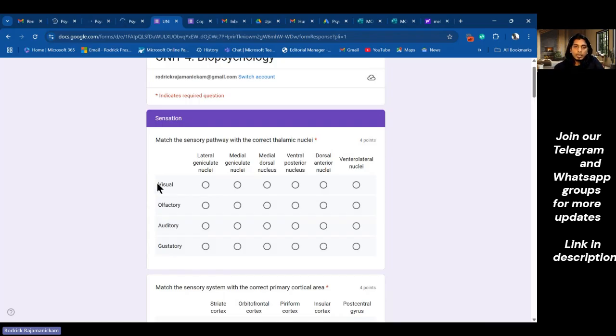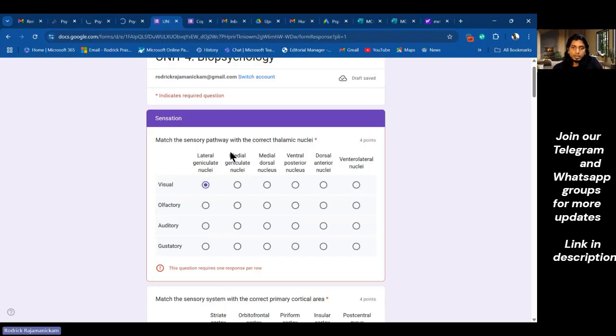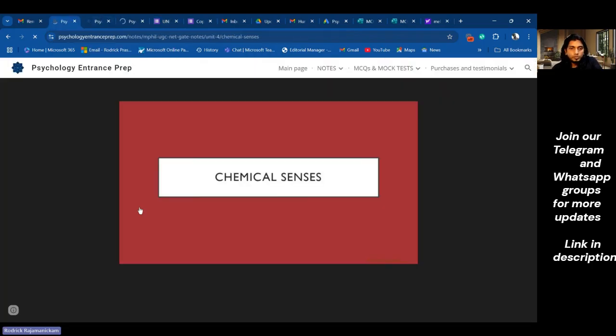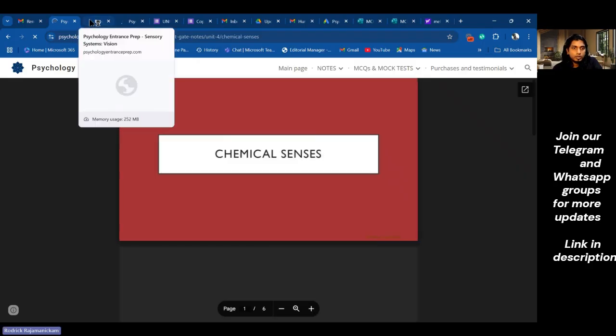So anyway, the lateral geniculate nucleus is for vision, and medial geniculate is auditory, and medial dorsal nucleus is olfaction, and VPN, ventral posterior nucleus, is gustatory. Dorsal anterior and ventrolateral are just added there, but these are the common nuclei and their corresponding sensory pathways. LGN is visual. You'll find it here.